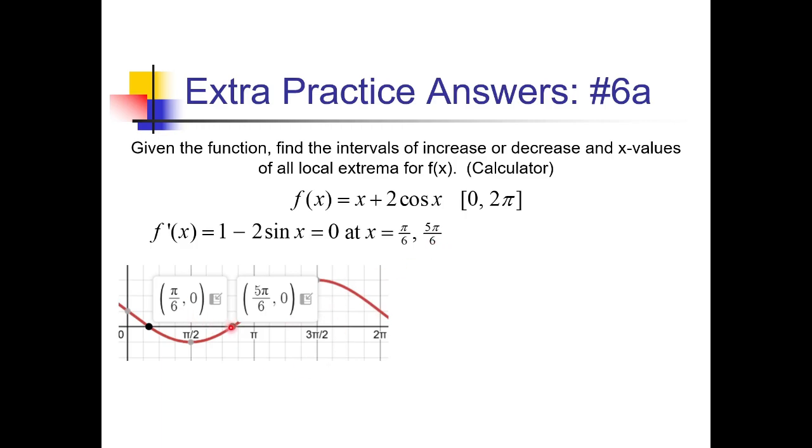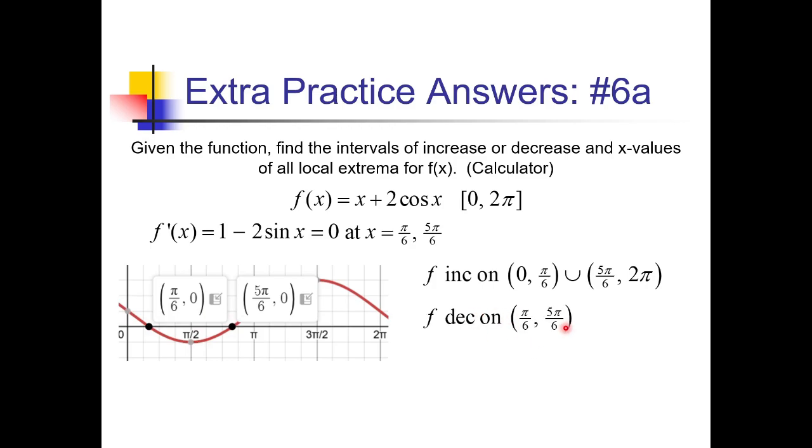And we also notice, since f prime is positive on the interval from 0 to pi over 6, that we have f increasing on that interval from 0 to pi over 6, and also on the interval from 5 pi over 6 to 2 pi, where f prime is also positive. So those are our two increasing intervals. The decreasing interval is the place where f prime down here is negative between pi over 6 and 5 pi over 6. So we're decreasing on that interval.